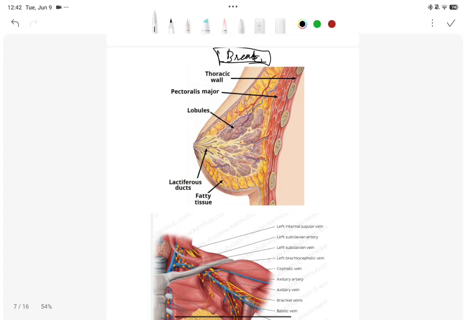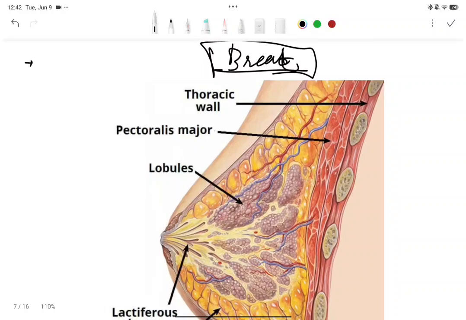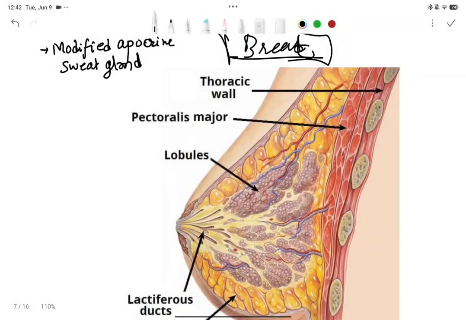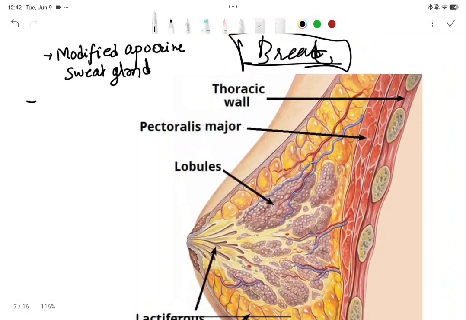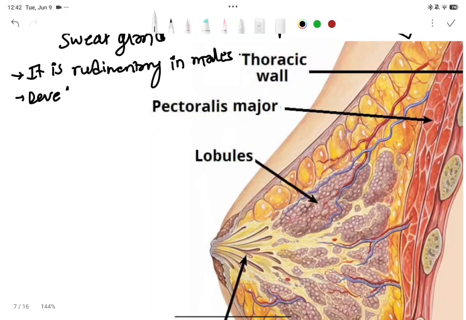Breasts are modified apocrine sweat glands, present in both sexes, but more pronounced in females. It is rudimentary in males, and it is developed in females after puberty.